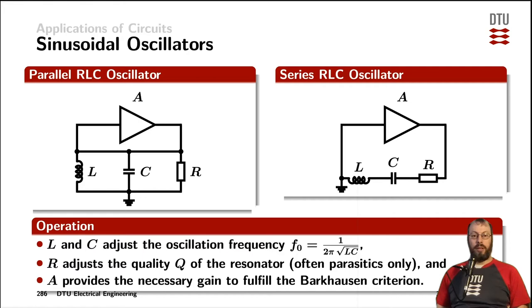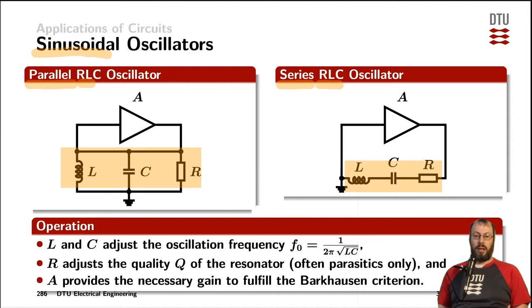Oscillators can provide various signals as their output. One of those are sinusoidal signals at the output of sinusoidal oscillators. There are several ways of creating sinusoidal oscillations. Two of them are shown here as a parallel RLC oscillator and a series RLC oscillator. The so-called RLC oscillation tank is the network either in parallel or in series as suggested by the name.